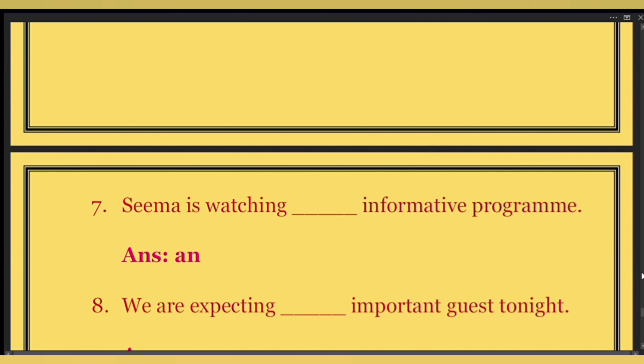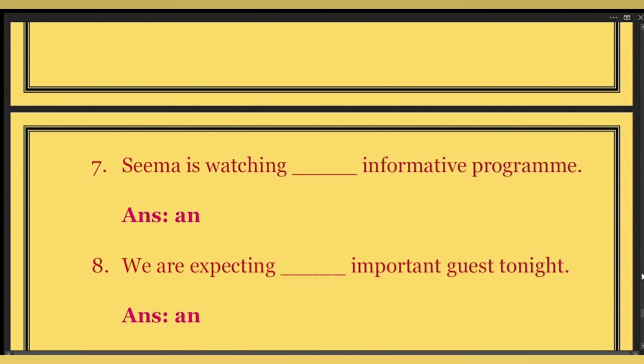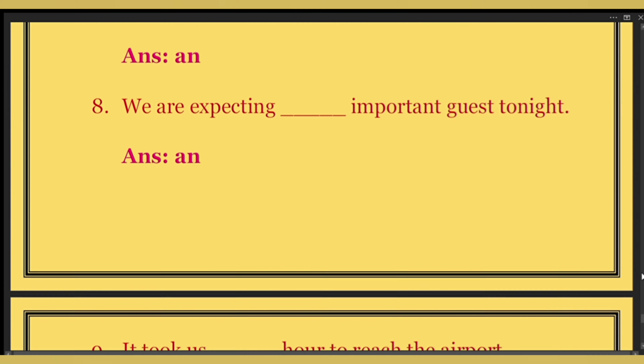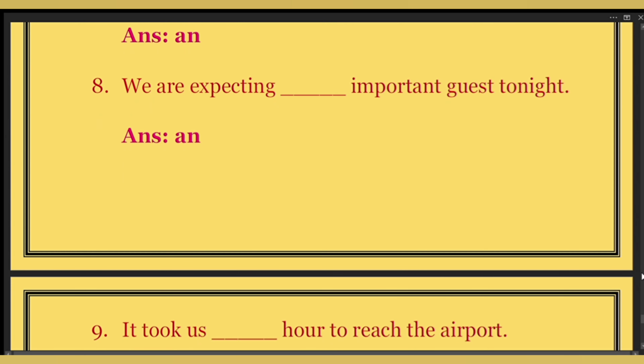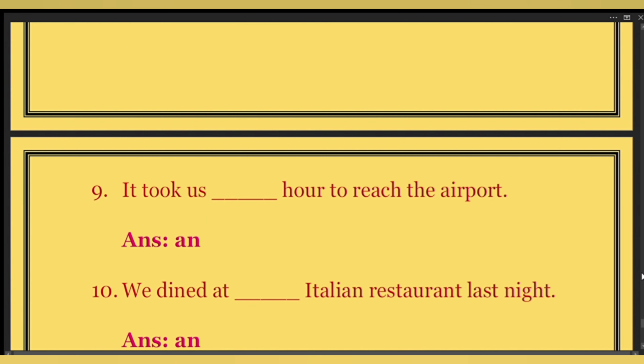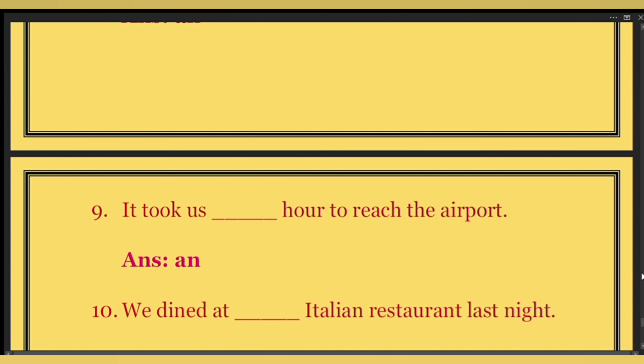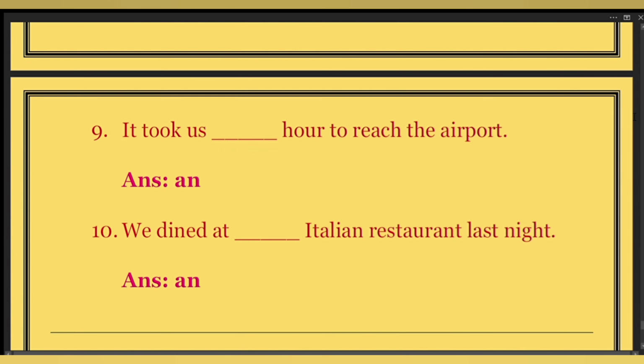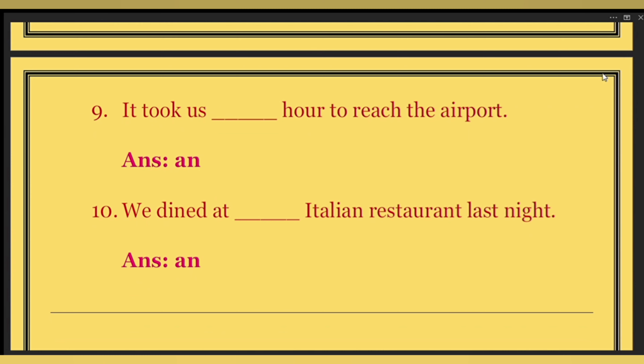Then number 8, we are expecting dash important guest tonight. The answer is an. Then number 9 is it took us dash hour to reach the airport. Answer an. The last one, number 10, is we dined at dash Italian restaurant last night. The answer will be an.